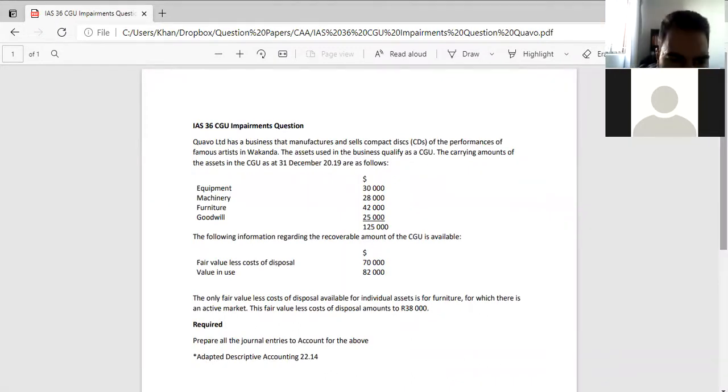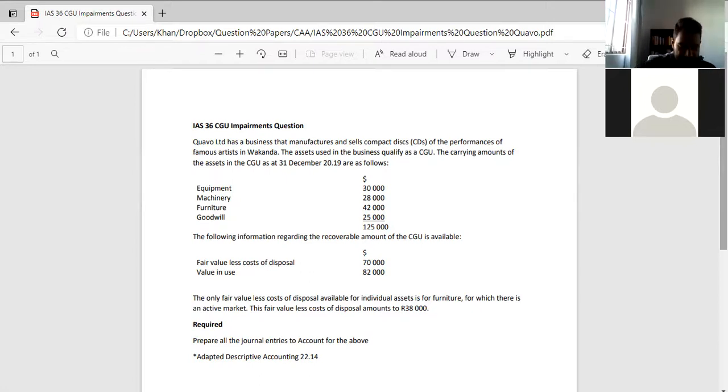So they say Quavo Ltd has a business that manufactures and sells compact discs, CDs, of the performances of famous artists in Wakanda. So there you can see what they do. They manufacture and sell. They manufacture CDs and then they sell them. The assets used in the business qualify as a CGU. The carrying amounts of the assets in the CGU as of 31 December 2019 are as follows.